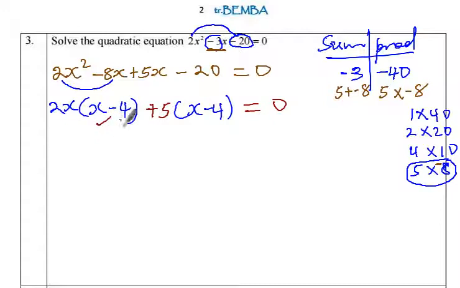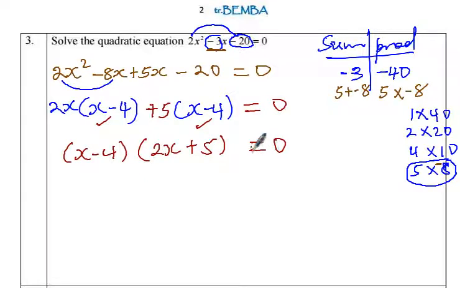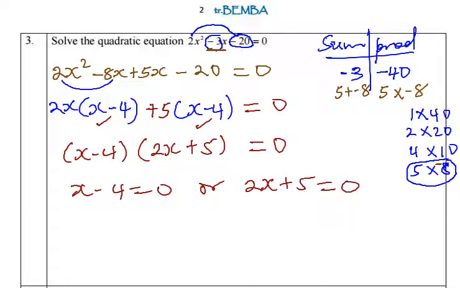So this is common here and here. So see, I'll factorize it out. And then I open a new bracket. Here I have 2x plus 5 is equal to 0. Okay, and from here, since we are multiplying two numbers and we are getting a 0, that means either this number here, x minus 4, is equal to 0, or if this is not a 0, then 2x plus 5 is equal to a 0.